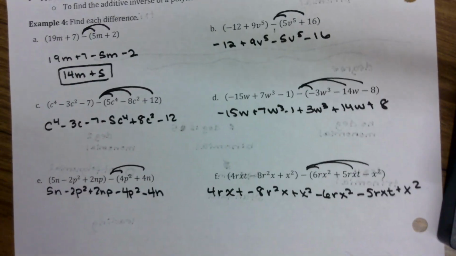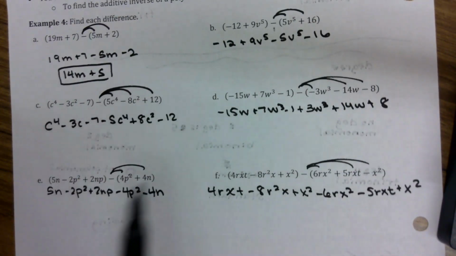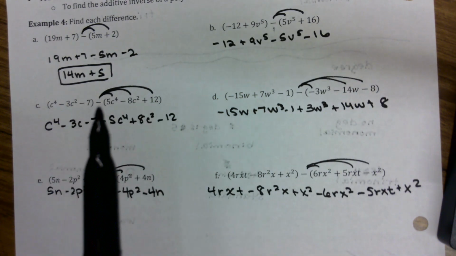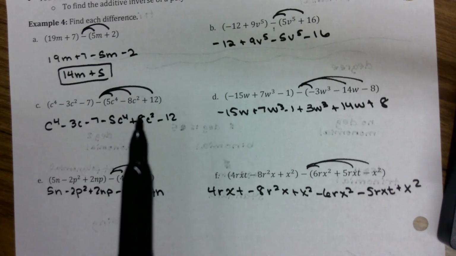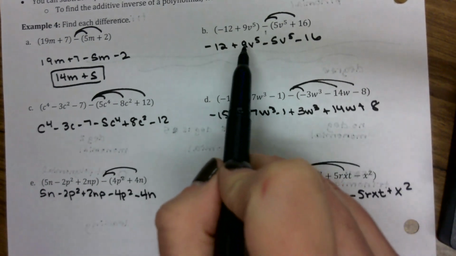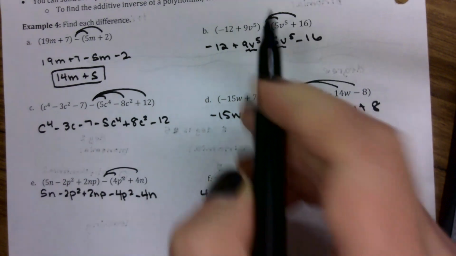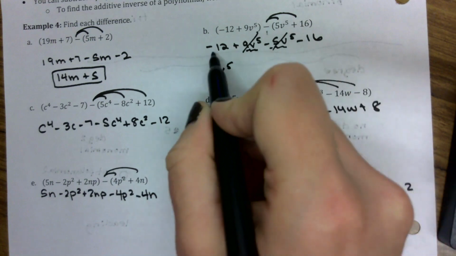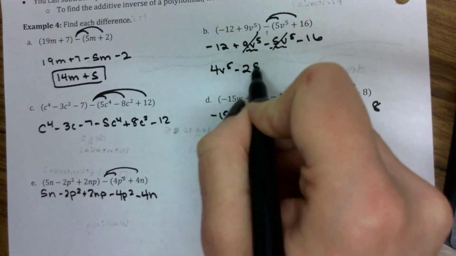Okay, so I just took the time because I had the same flow going. I just did it all at once. I'm subtracting each term. So if it's negative, it's now positive. If it's negative, negative, it's going to be positive. Now let's combine like terms. I have a 9v to the 5th, I have a negative 5, so now I have a 4v to the 5th. I have negative 12 and a negative 16, so it's negative 28.